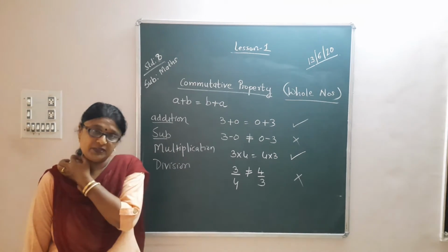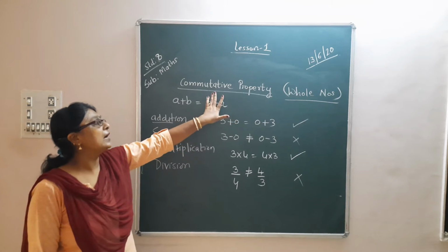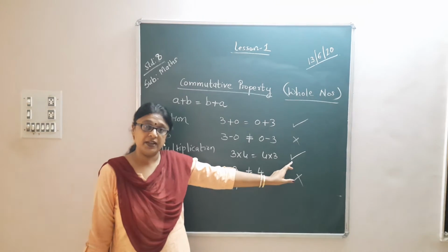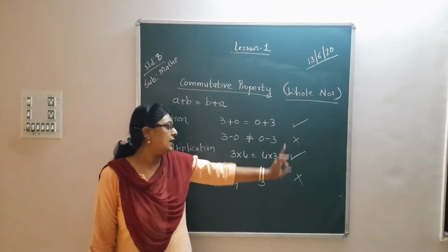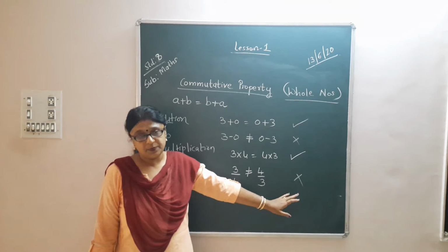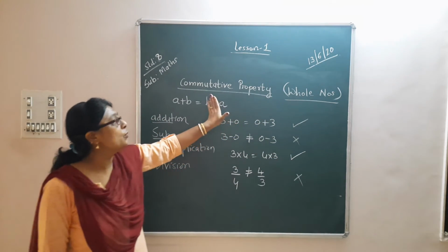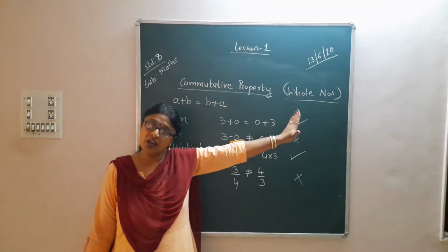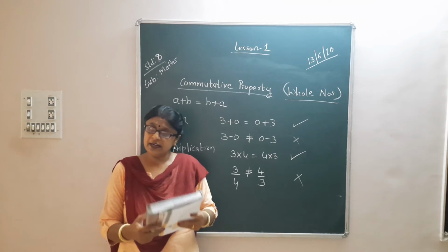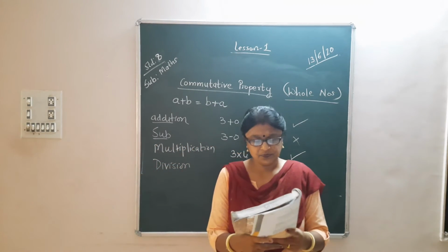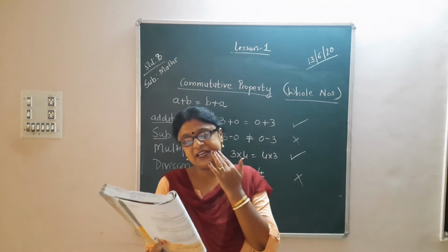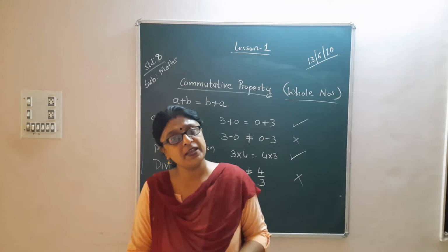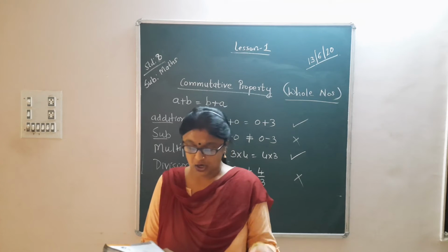So for whole numbers, the commutative property is true for addition and multiplication, but it is not true for subtraction and division. Understood? So this we studied, commutative property for whole numbers. Similarly, you will have the commutative properties for rational numbers or integers. So you can look on page number 5. For integers, you can see addition is commutative, subtraction is not, again multiplication is commutative and division is not commutative.